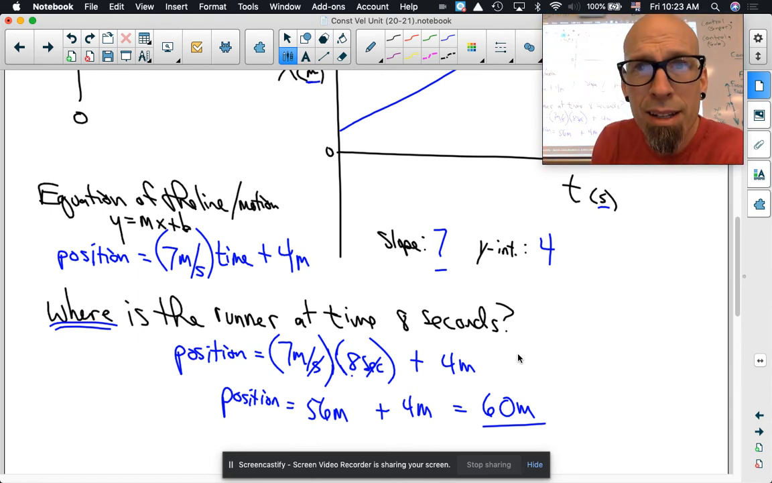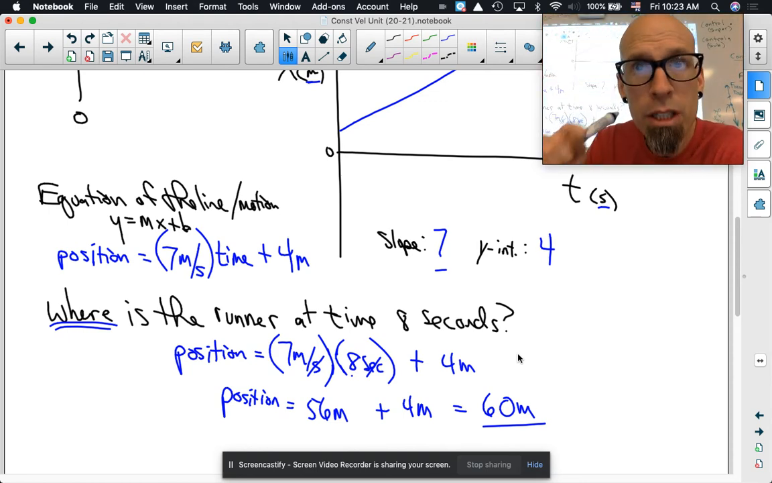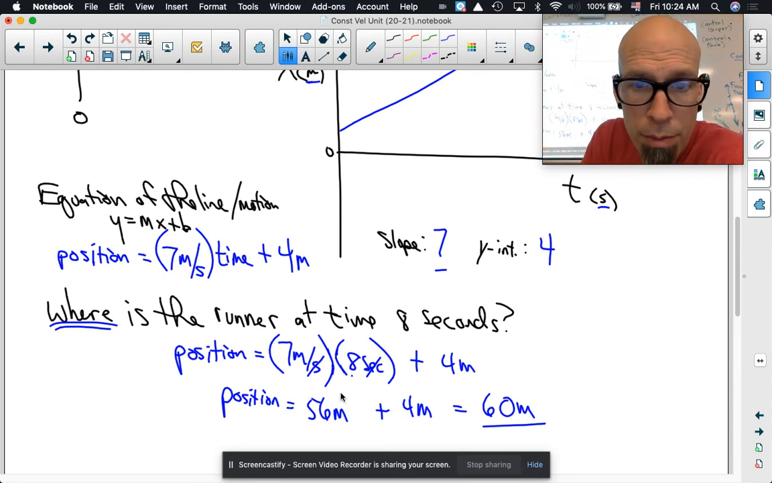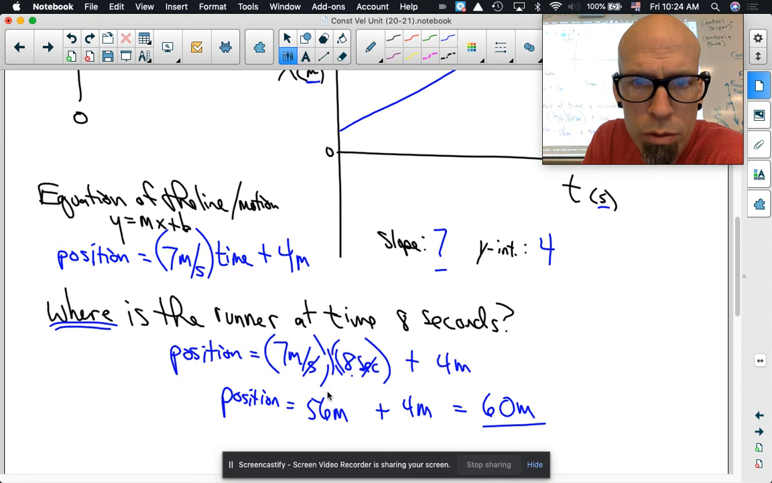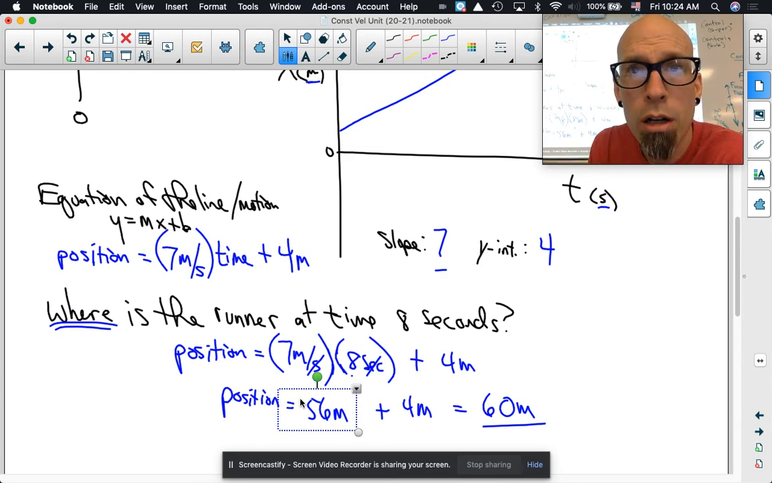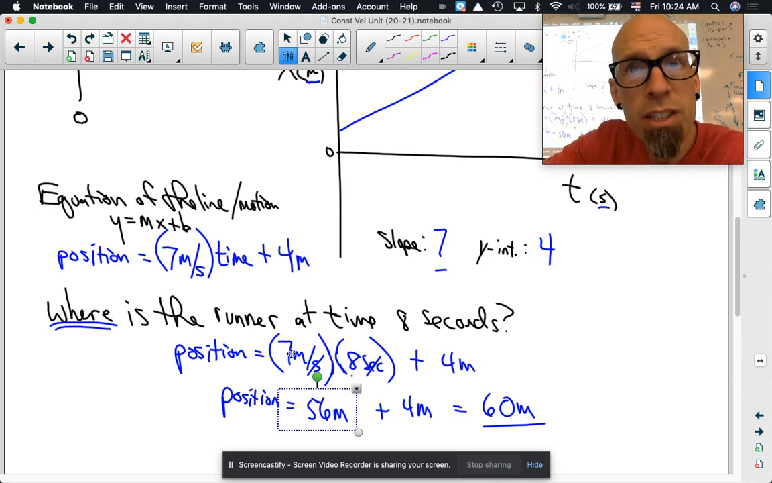So where is this person at 8 seconds? After 8 seconds has gone by, at a position of 60 meters. Now, is that how far the person went? No. How far the person went is 56. 56 meters is how far, if you go 7 meters every second and you do that for 8 seconds, you will have gone 56 meters. I hope you get that.